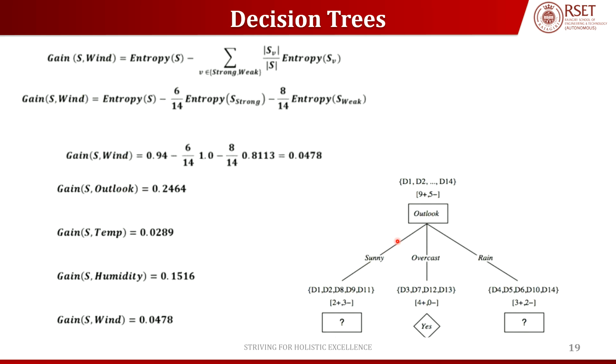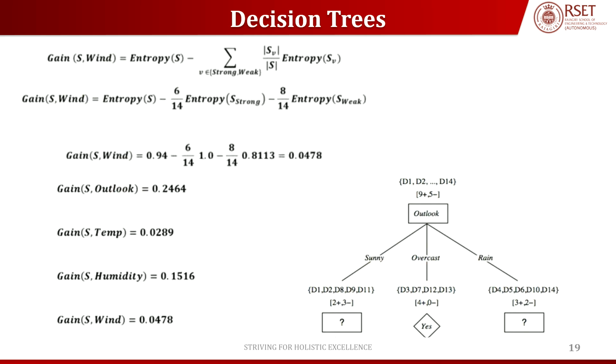Now we have to continue the tree. Outlook has three values: sunny, overcast and rain. So we have to go through each of these branches. The overcast branch is a leaf node because its entropy is 0. It's perfectly pure, so we can stop here and say if the outlook is overcast, then we will definitely play tennis. The sunny and rain branches still have some disorder, so we need to repeat the process for these branches using only the data points in that particular group.